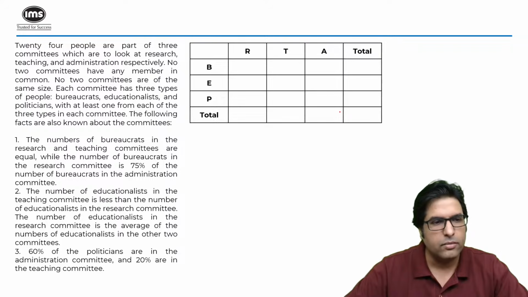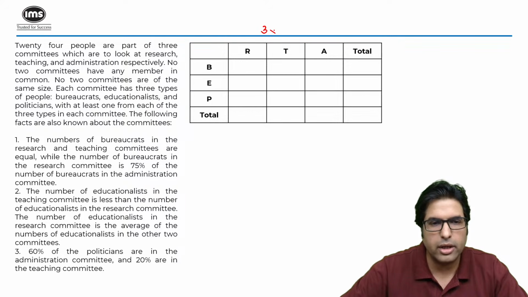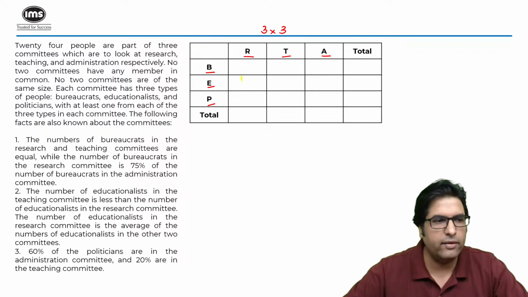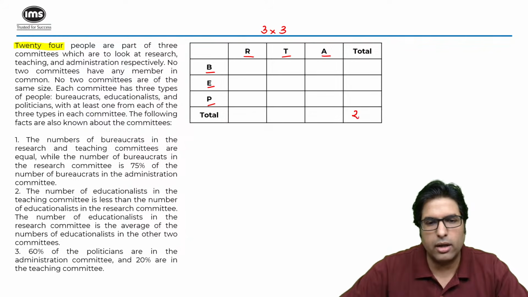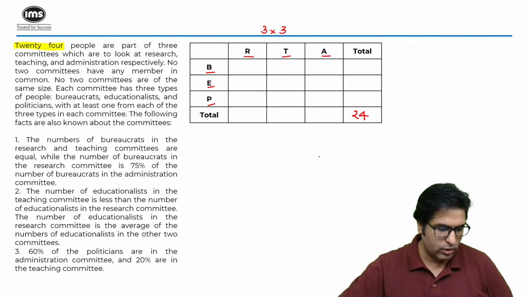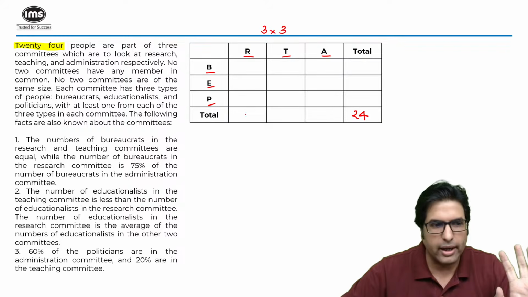So I'm moving ahead. This is the basic 3 cross 3 that I was talking about: 3 rows into 3 columns. A refers to research, teaching, administration. B refers to bureaucrats, educationalists, and politicians. And we have an extra column and row for the grand total. We'll move ahead with the mother conditions first. 24 people. The moment you look at this, I can say the grand total has to be 24. I hope this much is absolutely clear. No worries here. We also know there is nothing in common, so the grid is as it is.